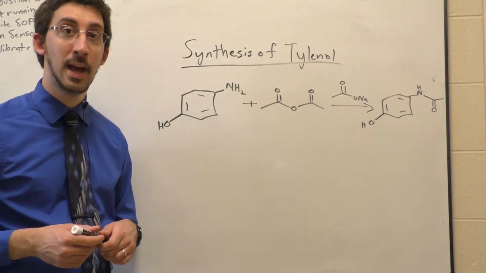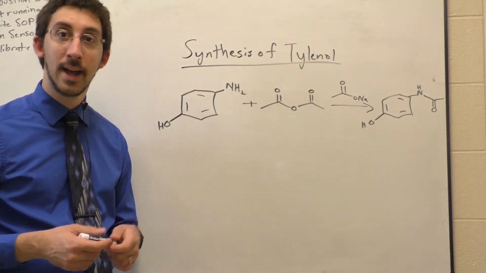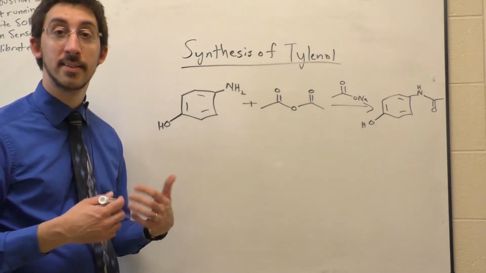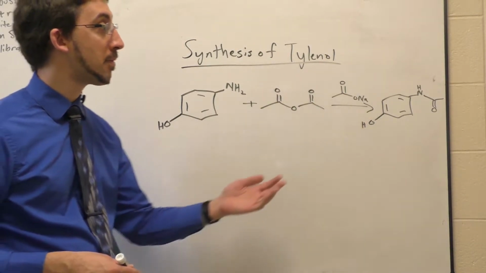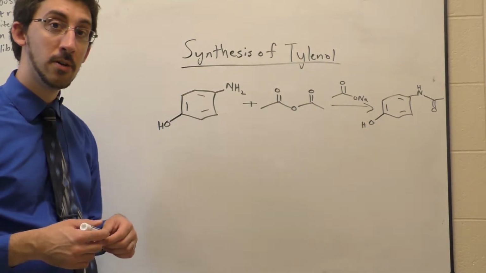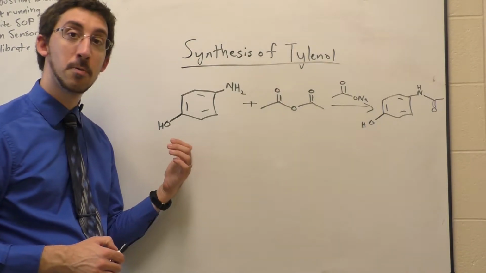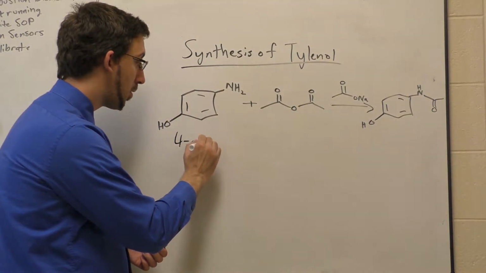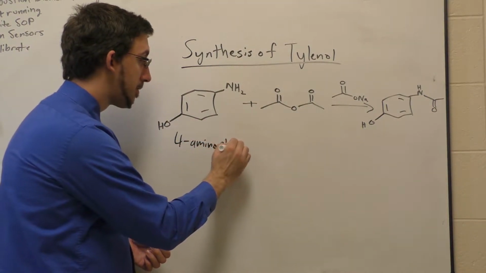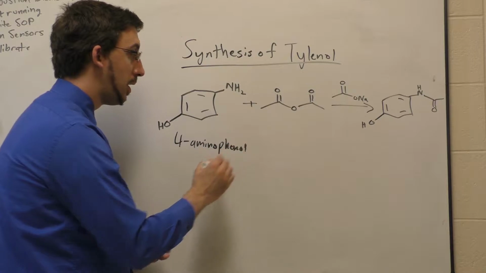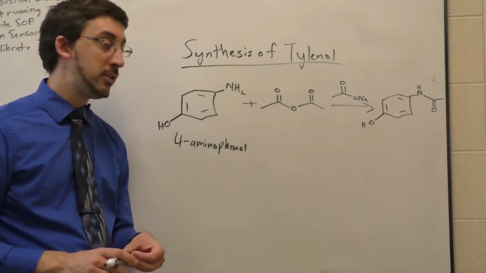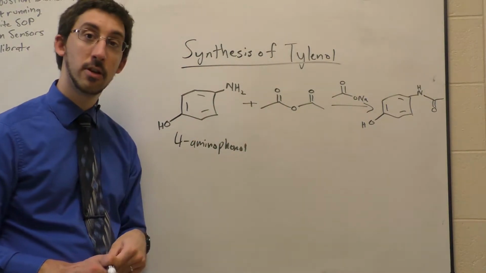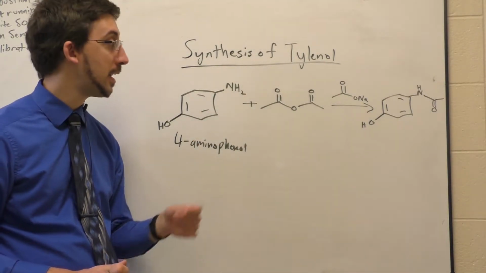In today's experiment, we have another fun reaction to try, and this is the synthesis of Tylenol, or acetaminophen is really the name of the product. I'm going to start from para-aminophenol here, also known as 4-aminophenol. And all we need to do is acetylate, or add an acetyl group to, the nitrogen here. So we're just making an amide.